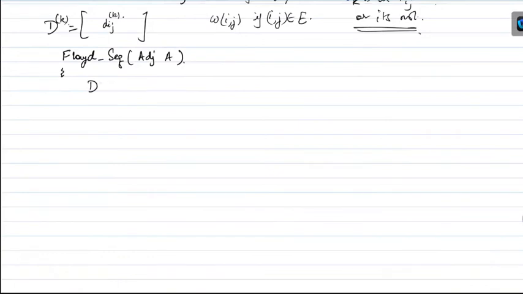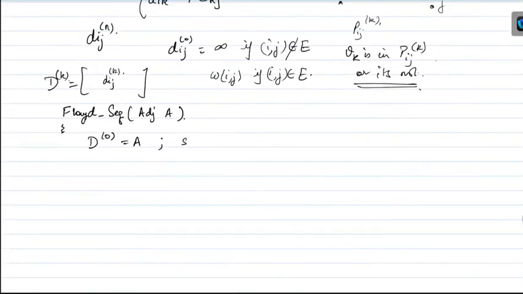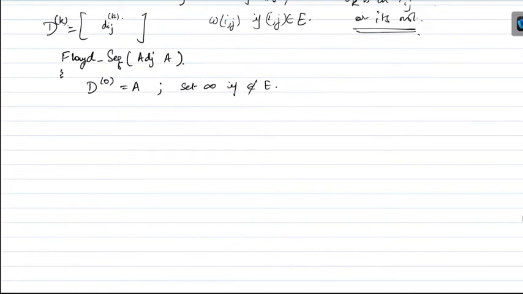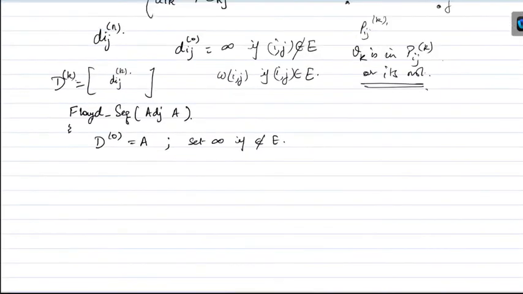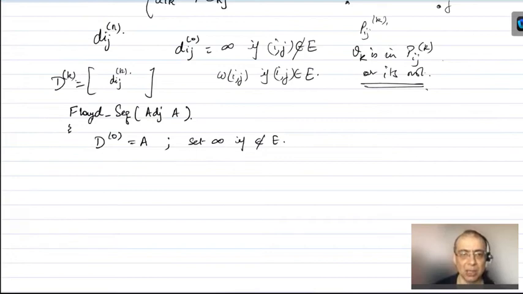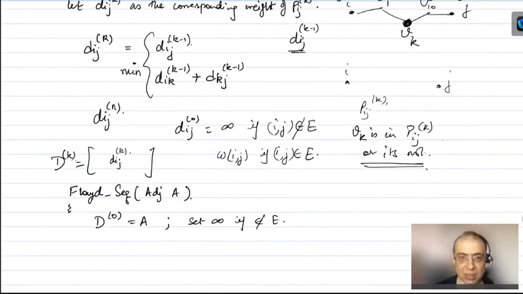So I have D^0 equal to A. The starting point is just the original weights, right? That's what we just saw, except set infinity if ij does not belong to E. In the adjacency matrix, you might be storing that as zeros, so you just have to replace that with infinities. Then I have to compute this D matrix in iterations, right? As k increases, I start with D^0, then I'll compute D^1, right? That's how this works if you look at this recurrence.